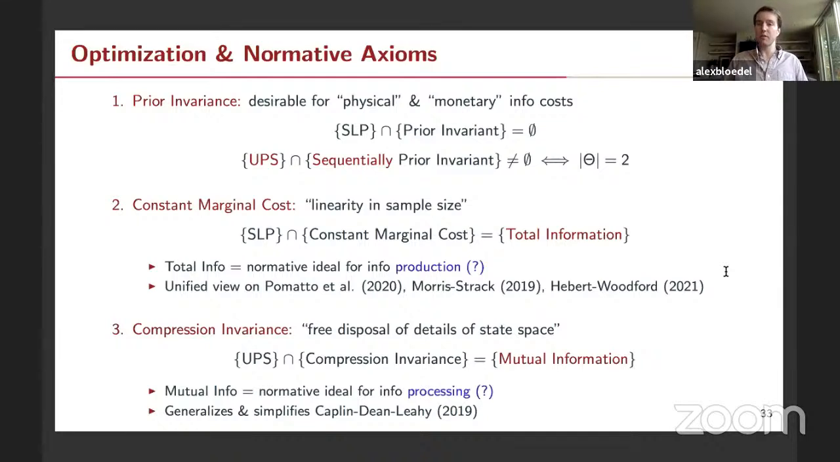One natural interpretation of this that we elaborate on in the paper is that mutual information is perhaps the normatively ideal way of modeling the processing of already available information. For instance, when you are internalizing the contents of information that's made freely available to you by an intermediary, such as when reading a newspaper or listening to a news broadcast. And this characterization, it turns out, generalizes, and the proof simplifies, a really remarkable and closely related characterization of mutual information in Andrew's paper with Mark Dean and John Leahy.